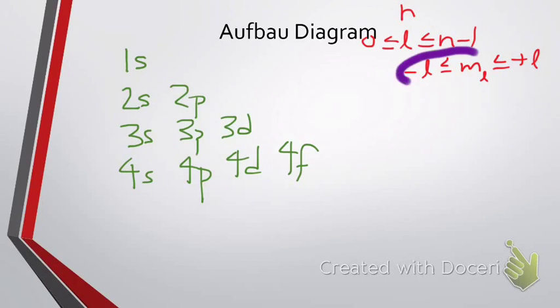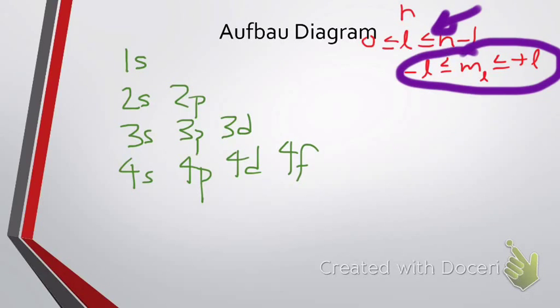This is the one that tells you how many possible subshells are in each of the letters. The L value is the one that tells you how many letters there are. And so when n equals 1, L can only equal 0. So therefore there's only one possible.